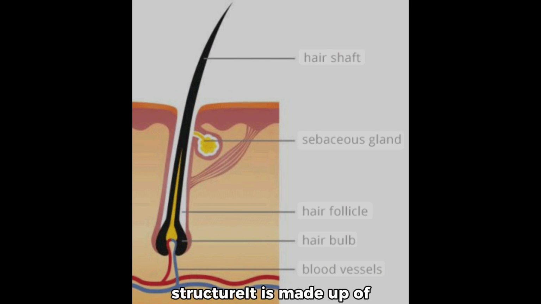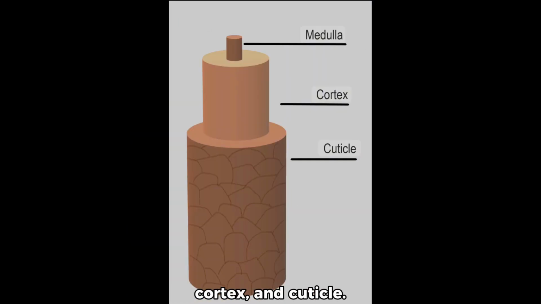The hair shaft. The hair shaft structure is made up of three layers: the medulla, cortex, and cuticle. The medulla is the innermost layer and is composed of cells that are filled with air. The cortex is the middle layer and is composed of cells that contain keratin, a protein that gives strength and flexibility to the hair. The cuticle is the outermost layer and consists of overlapping scales that protect the inner layers of the hair.